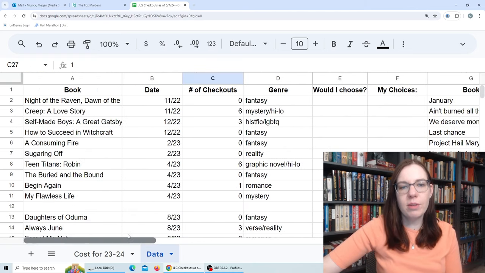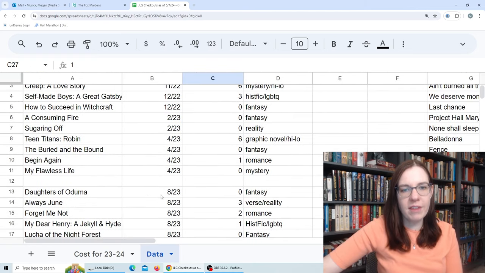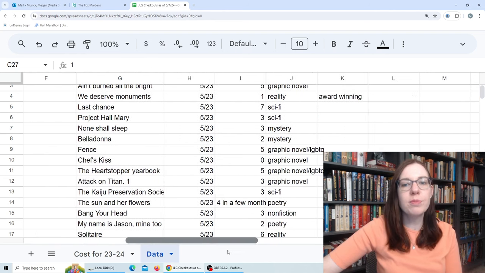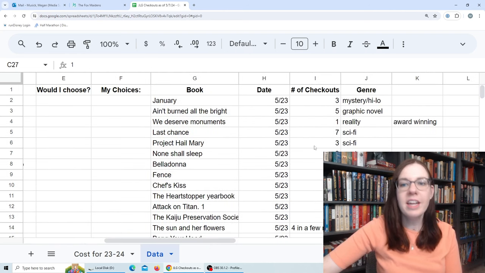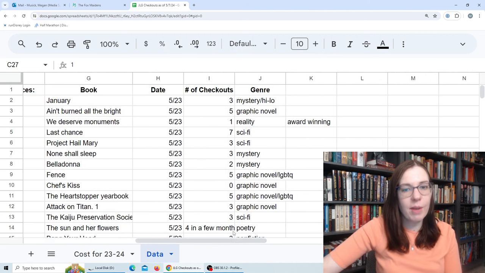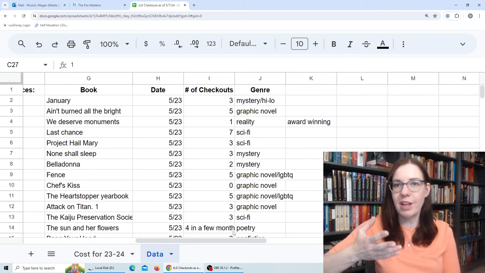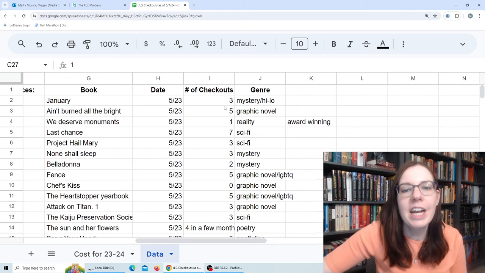Now, then what I did is I looked at that same time frame. Actually, no, I didn't. It was a little bit later. It was 5/23. So right in here between these two dates, I ordered a bunch of books myself and I chose these personally. Here's my book choices and here's how many times they got checked out. So am I better at choosing books for my library than Junior Library Guild is? Let's see.